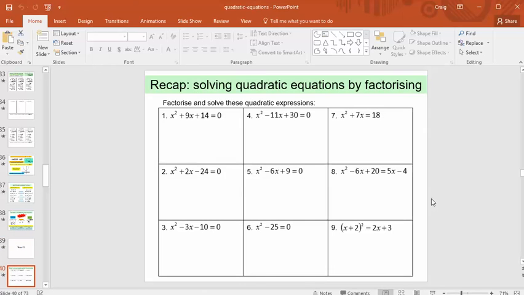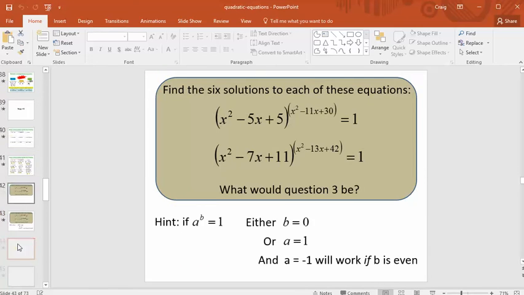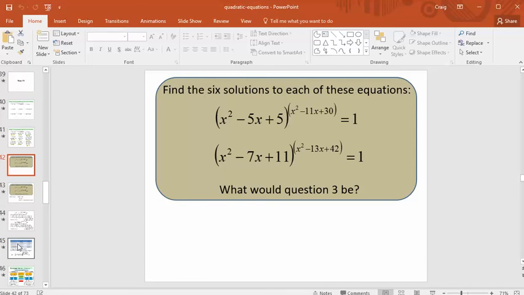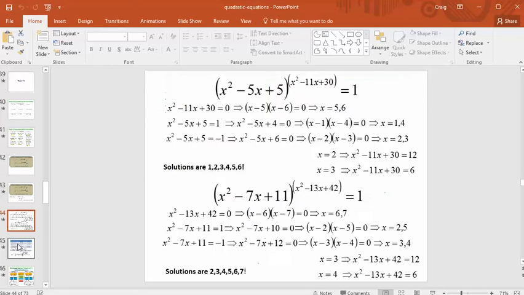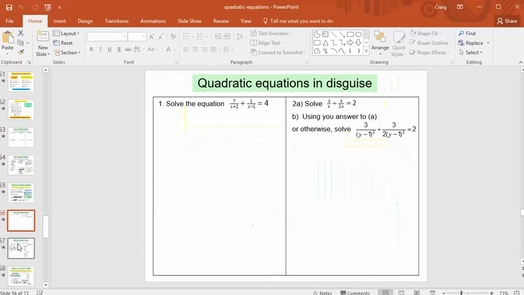We get into year 11 and that takes it up to a new level. We get trickier factorising, we get trickier formula, we get trickier completing the square. And it all boils down, oh, look at this one, flipping heck, I can't let it go without doing this. Find the 6 solutions to these equations. What would question 3 be? So real richness there, combining skills together. Beautiful stuff.